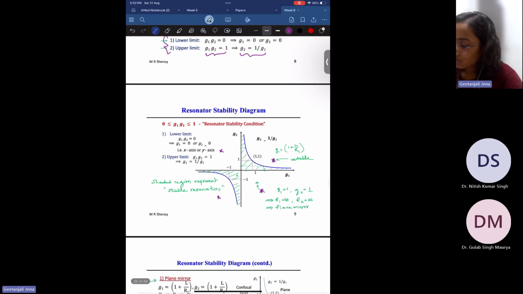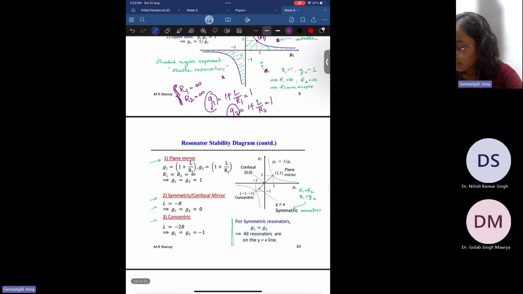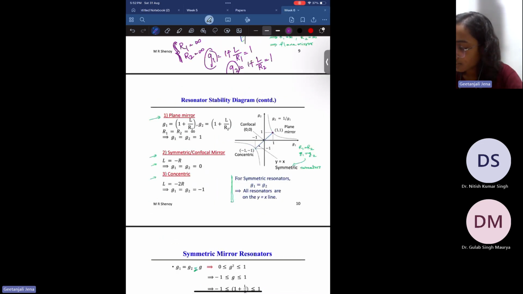Okay, let's say we have two plane mirrors. For a plane mirror, R1 is infinity and R2 is infinity. So please remember all these simple relations. With R1 and R2 infinity, G1, which is 1 plus L by R1, will be 1, and G2, which is 1 plus L by R2, is 1. So the product G1 G2 is 1, and it lies between 0 and 1. So this point, 1 and 1, indicates a resonator with two plane mirrors.